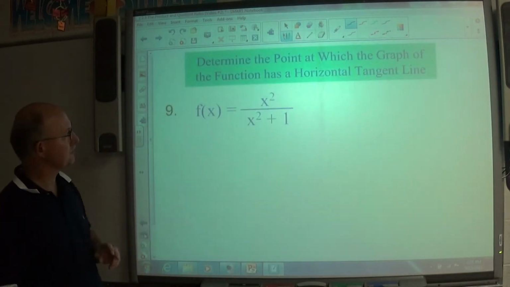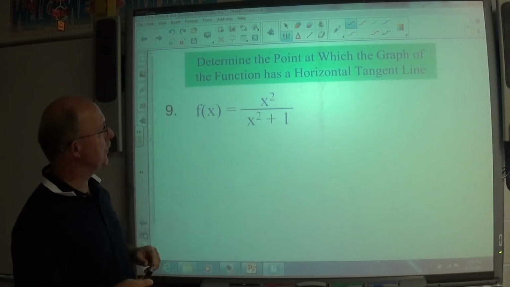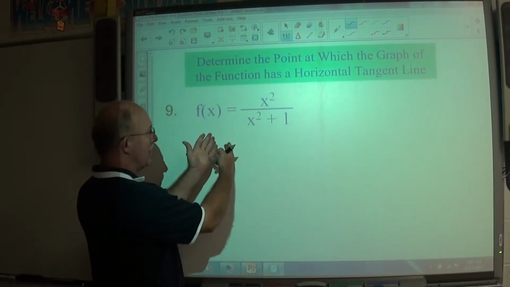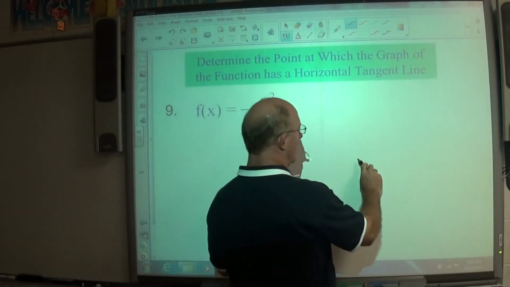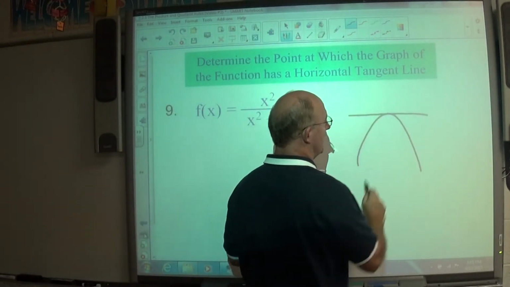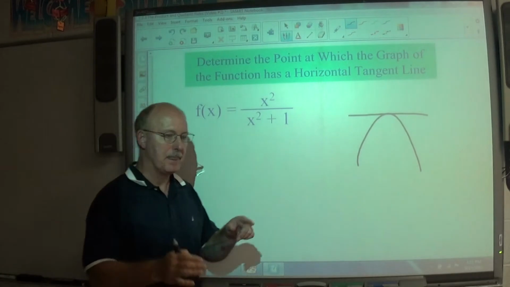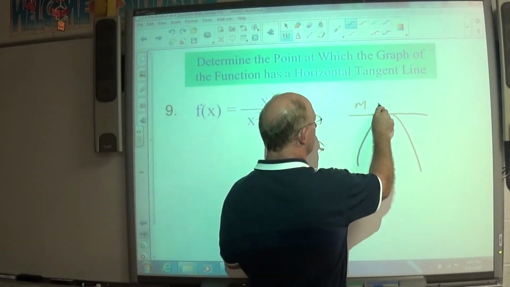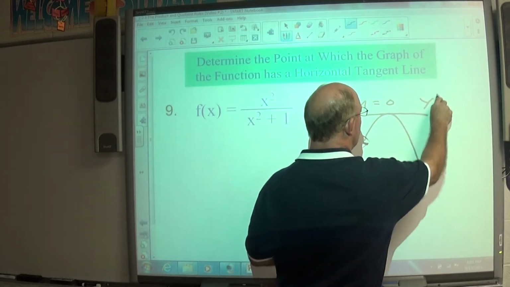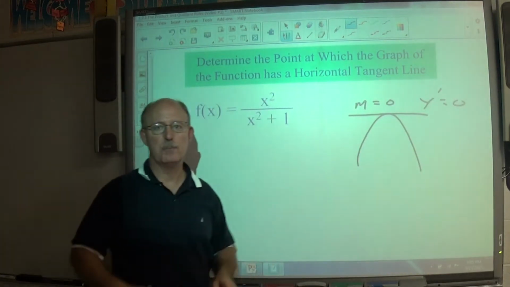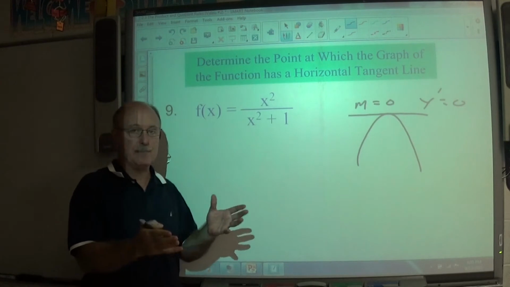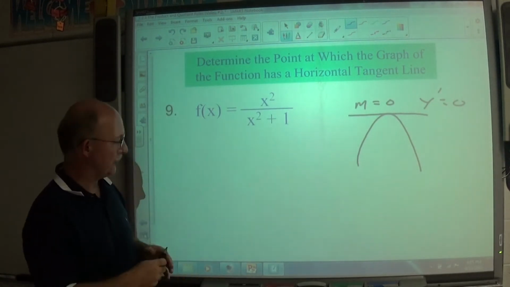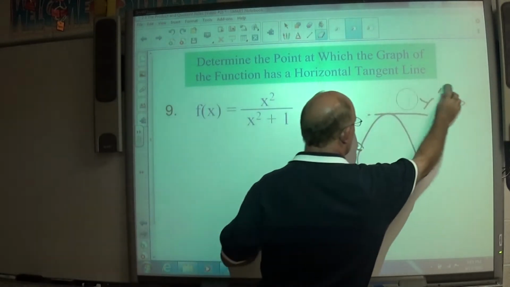Let's try another example. It says determine the point at which the graph of a function has a horizontal tangent line. Now if you can imagine the graph, if you look at a graph that has a horizontal tangent line, okay, this would be a horizontal tangent line. The slope of any horizontal line is 0. Okay, that means that the derivative is also going to be equal to 0 too. So you want to keep that in mind now as we look for a point at which the function has a horizontal tangent line. So as we get our derivative here.